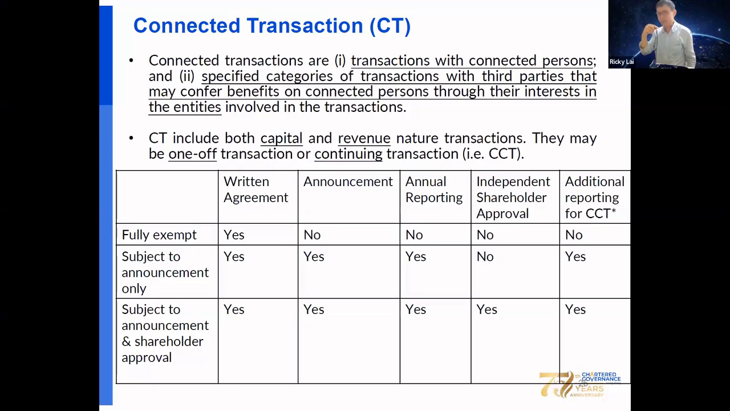Finally, look at CT. CT are another common topic in the examination. You should know what CT are. CT means transaction with a connected person.